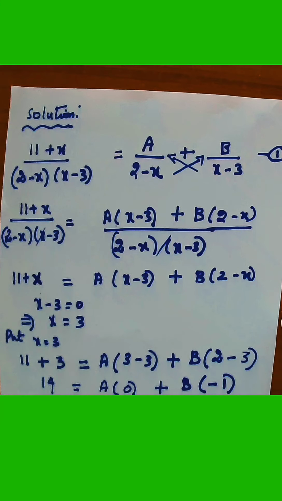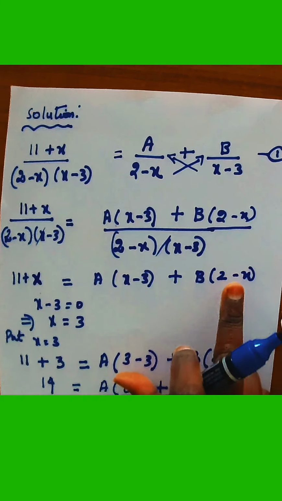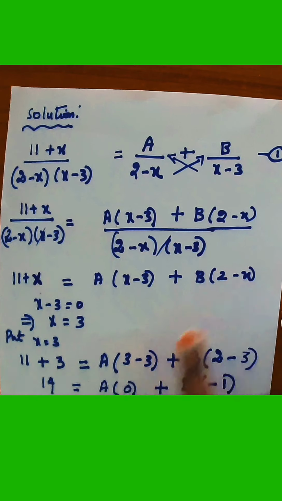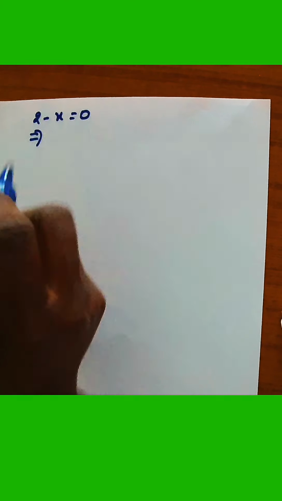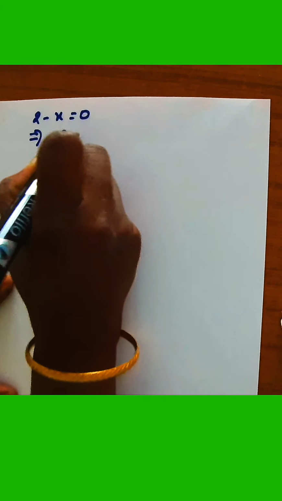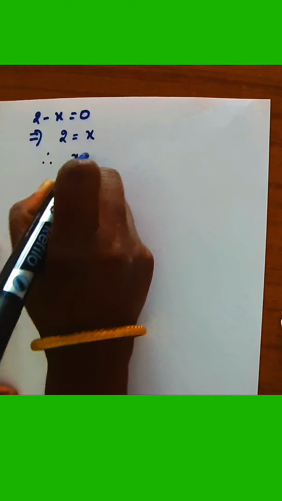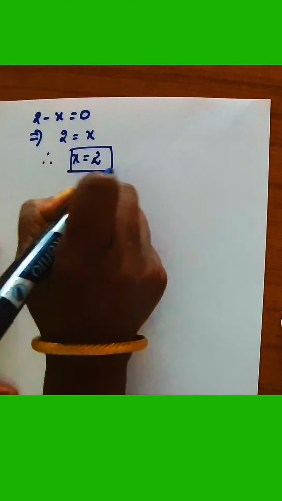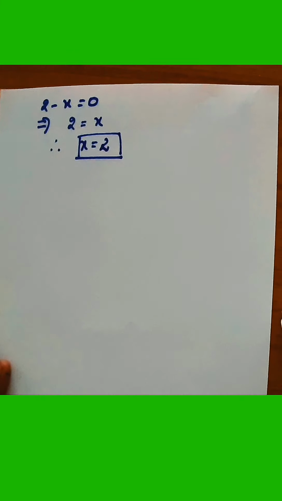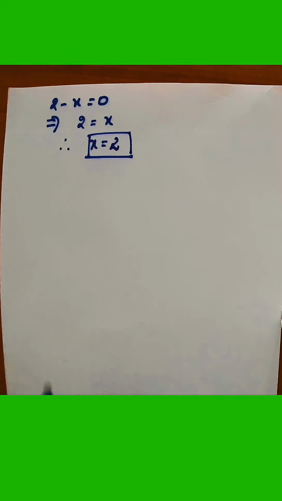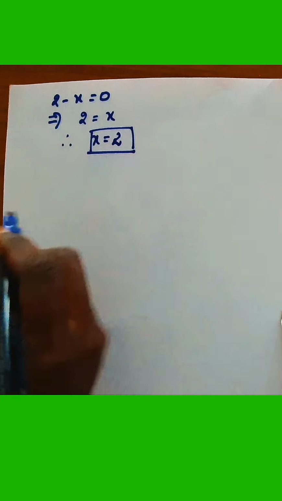Now we have to find the value of a. In order to find the value of a, I can equate the term 2 minus x to be 0. So how are we going to do it? Let's see. Equate 2 minus x is equal to 0. I can bring minus x to the other side, it will become positive x. So 2 is equal to x. Therefore, the value of x is equal to 2. Now I'll substitute this x is 2 in the equation.